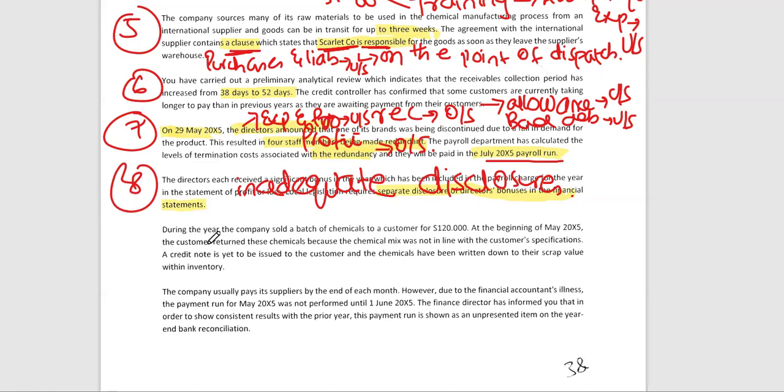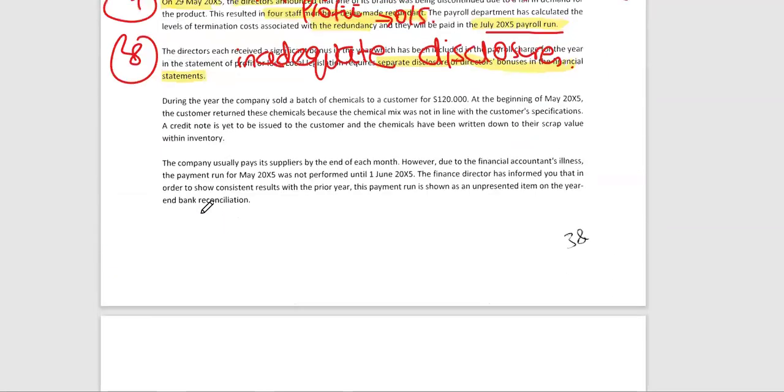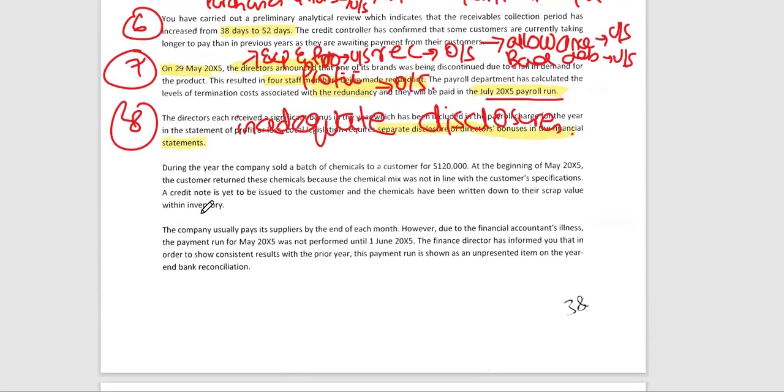Let's identify them, because the examiner has given you the chance to identify 8 risks out of, I think, 10 risks, because extra risks are given as well. During the year, the company sold a batch of chemicals to a customer for 120,000 at the beginning of May. The customer returned these chemicals because the chemical mix was not in line with the customer specification. The credit note is yet to be issued to the customer and the chemicals have been written down to their scrap value within inventory.